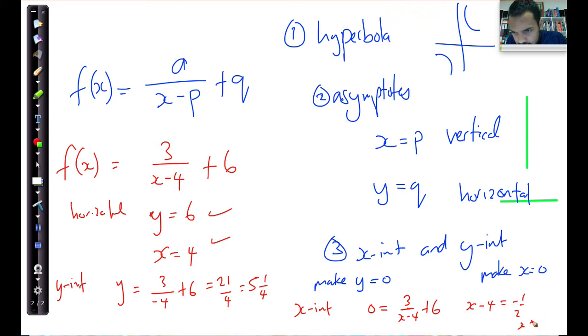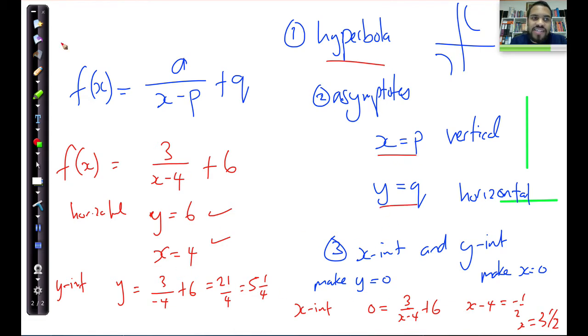Okay, and then of course you want to plot that, and so this is in essence what we're talking about. We're saying it's a hyperbola, it's got a vertical asymptote, it's got a horizontal asymptote, and then an x-intercept and a y-intercept, and that's really everything there is to the hyperbolic function.